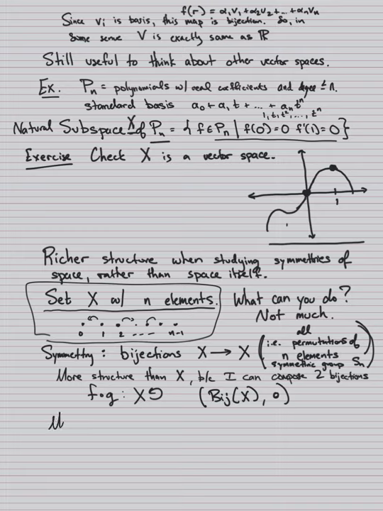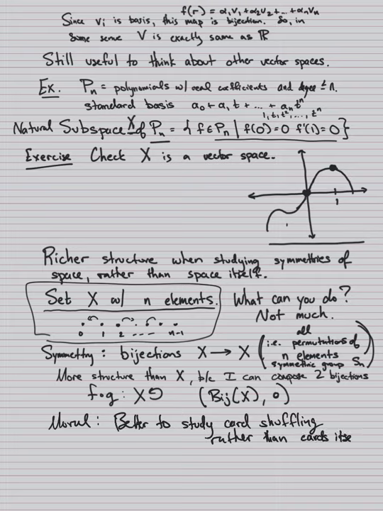So moral: better to study card shuffling rather than the cards. Okay, right, X could be a set with 52 elements, and I'm basically thinking of it as a set of cards. Well, it's more interesting to study how you can shuffle cards rather than studying the cards themselves. Okay.